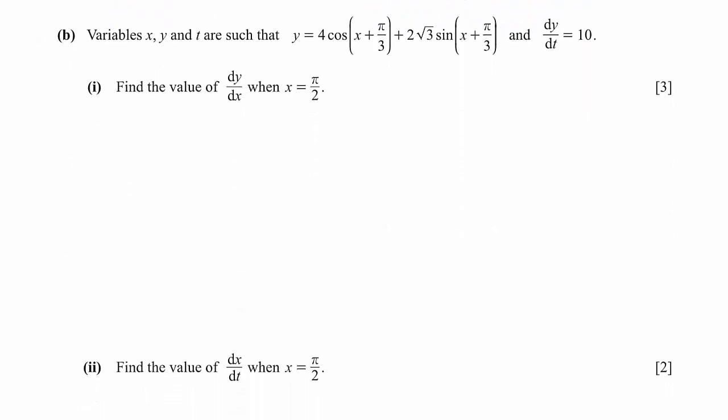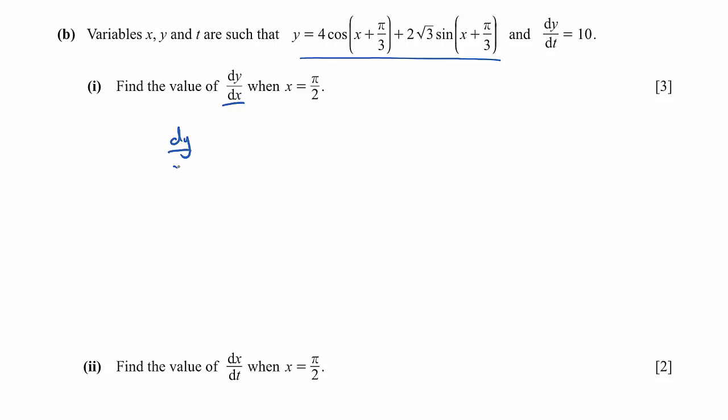Now, what do we have in part B? Variables x, y, and t are such that y is equal to 4 cos(x + pi/3) plus 2 root 3 sin(x + pi/3), and dy/dt is 10. We want to find dy/dx when x is pi by 2. So dy/dx, well, we need to differentiate this.